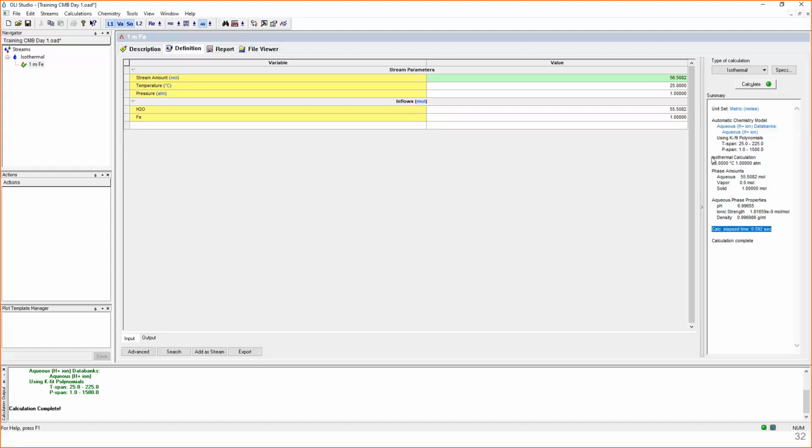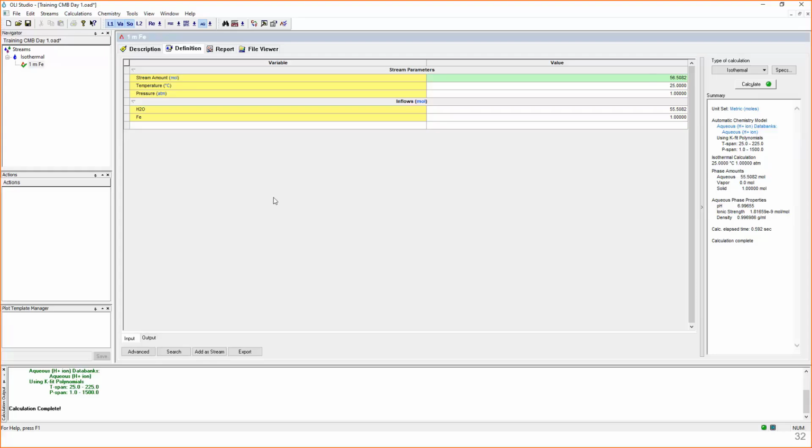It will tell you the type of calculation, at what conditions. It will tell you how much you have in your aqueous phase, your vapor phase, and your solid phase. It will tell you the properties of your electrolyte or your solution. So you have pH, ionic strength, density. But again, this is way too much of a summary. It's a big overview. So there are two ways to see more detailed information.